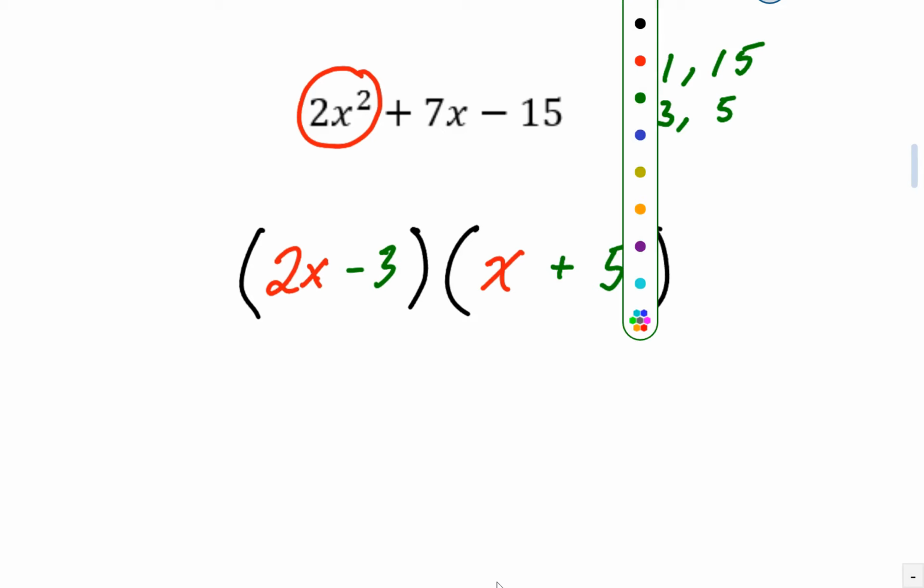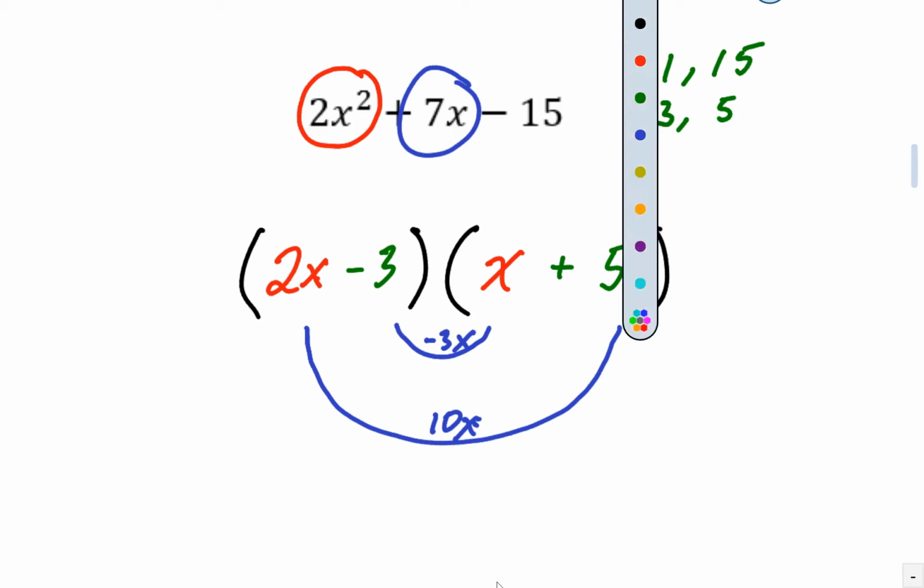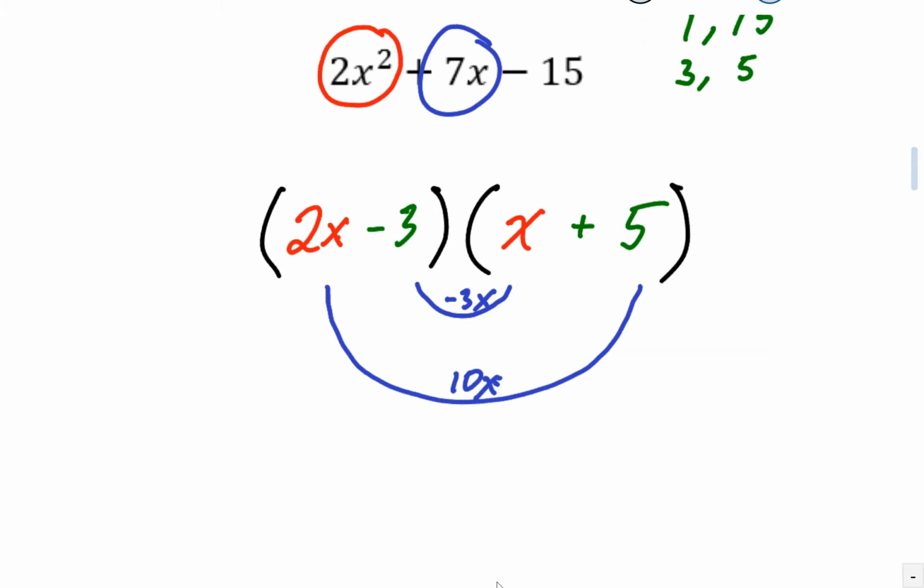So I want to check. It's possible that I just guessed and picked the right one. Actually, I think I did. Do a quick inside and outside multiplication. 2x times 5 is 10x. Negative 3 times x is negative 3x. Combine those like terms, you end up with 10 plus negative 3, which is 7x. So I just picked the right one first try. So our answer here, our factored form, is 2x minus 3 times x plus 5.